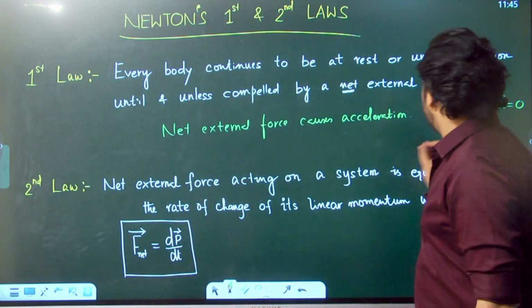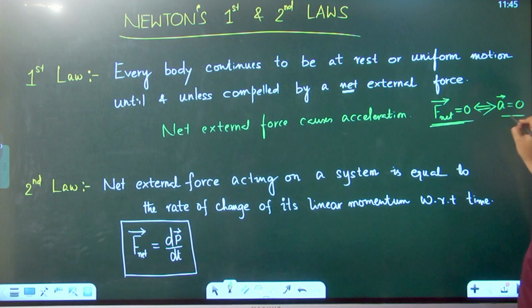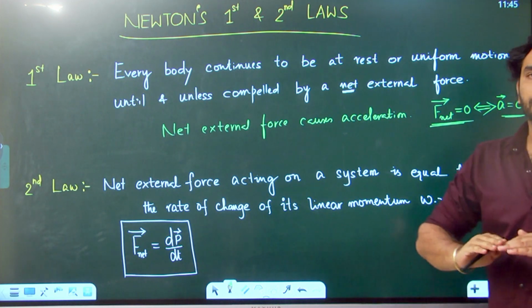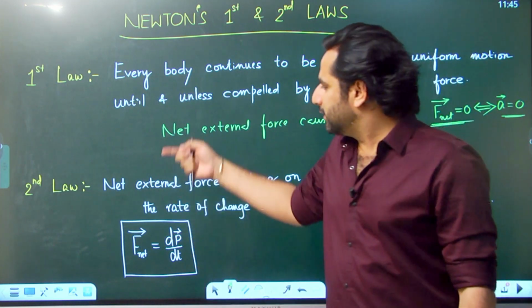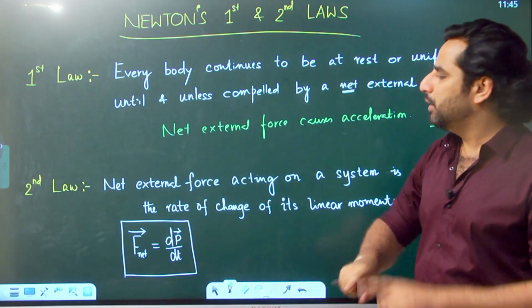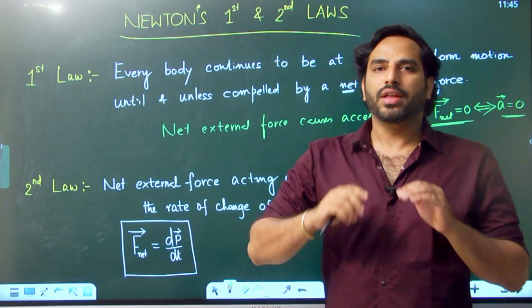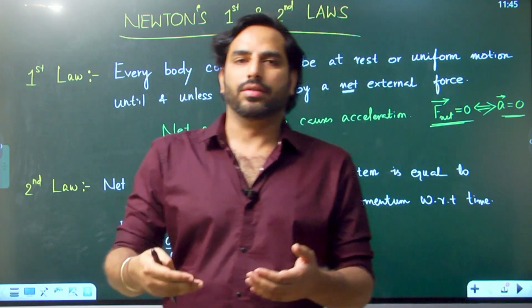What if net external force is 0? If it is 0, then acceleration is 0. If net external force is not 0, then acceleration is also not 0. And Newton's second law will address all those infinite possibilities. What if net external force is not 0, non-zero?